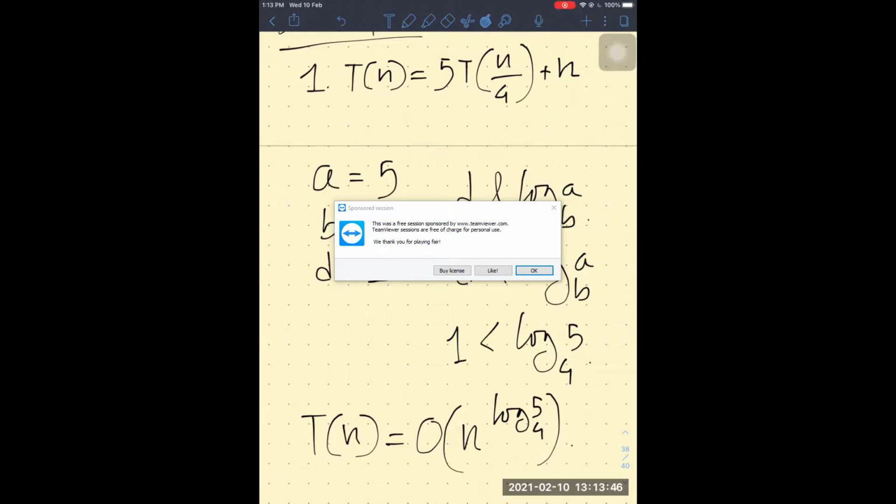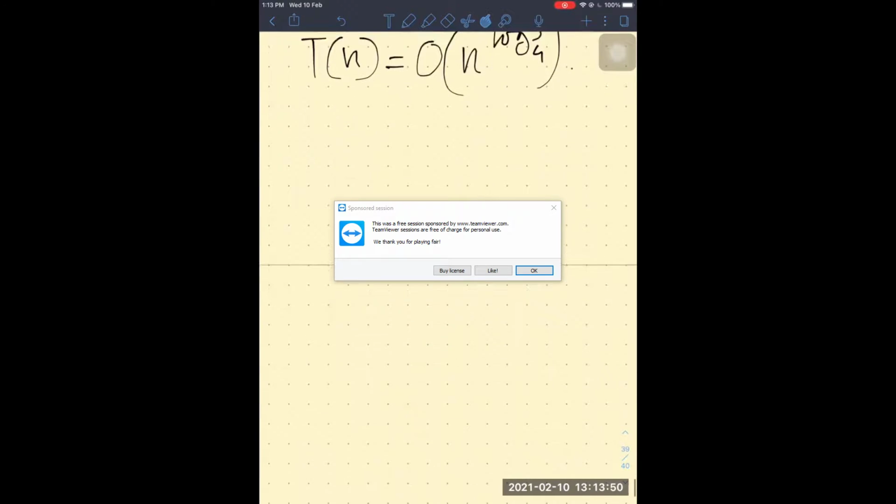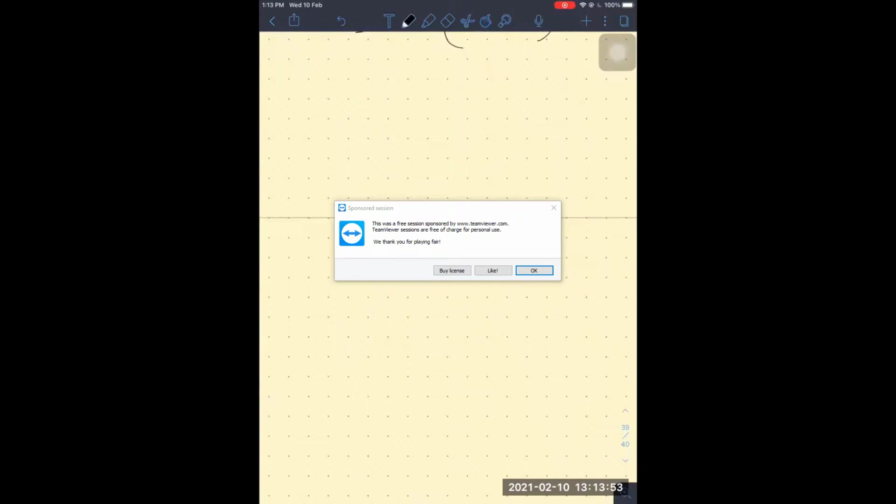So, yeah, let's discuss one other example. Then I will give you a few more examples to solve by yourselves, and I will send you to the breakout rooms where you can discuss among yourselves how to solve the example using Master's theorem.